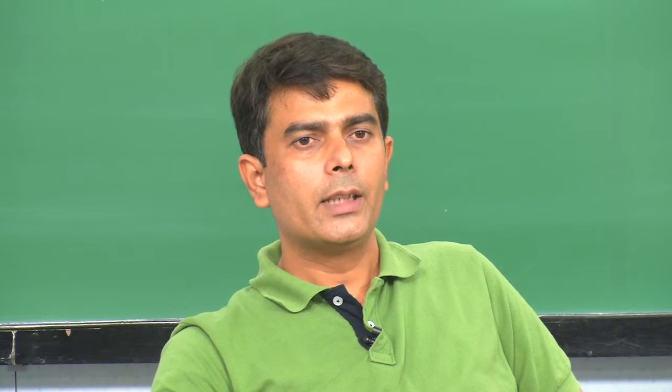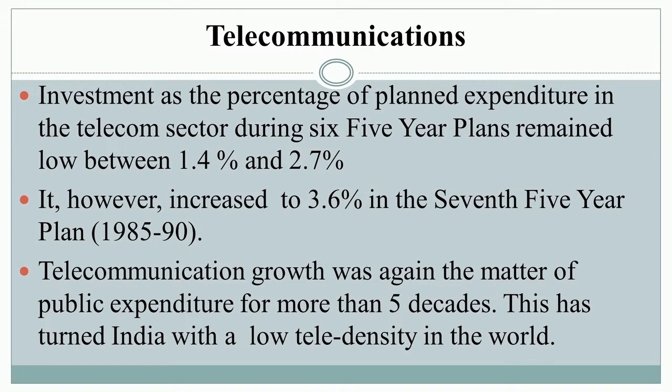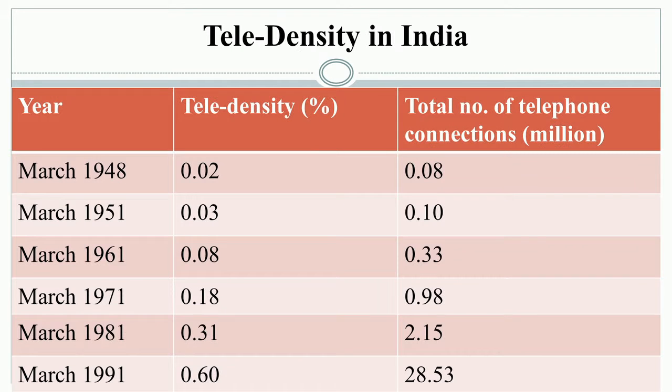In case of telecommunication, we can see here that investment as a percentage of planned expenditure in the telecom sector during the first 6 five-year plans remained low, between 1.4% and 2.7%. It however increased to 3.6% in the 7th five-year plan between 1985 and 90. So, this telecommunication growth was again the matter of public expenditure for more than 5 decades. This has turned India into a country with a very low tele density in the world.